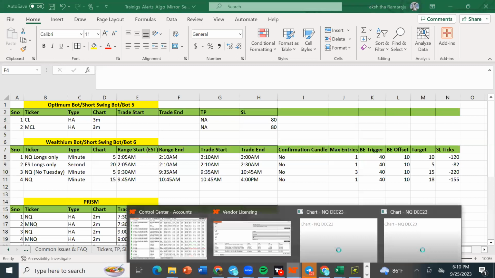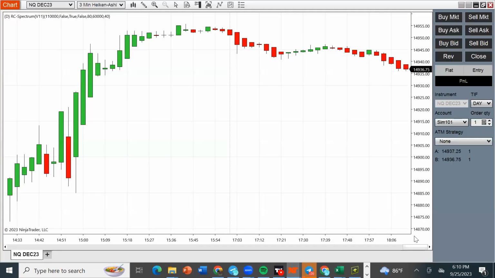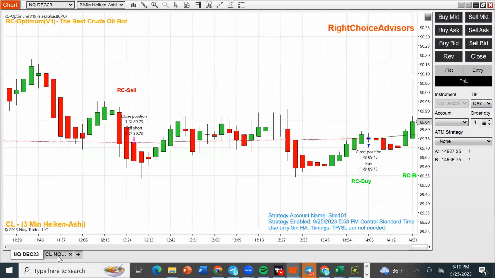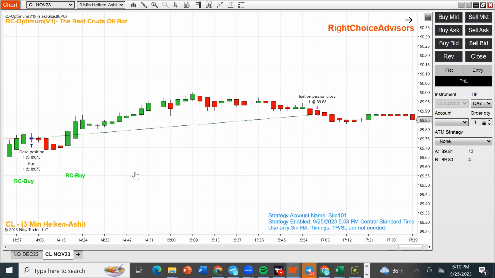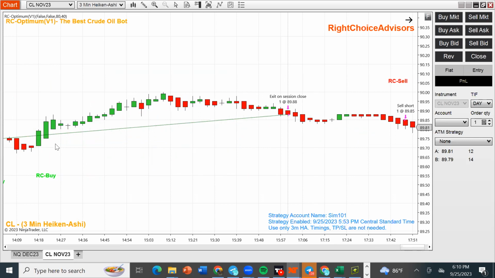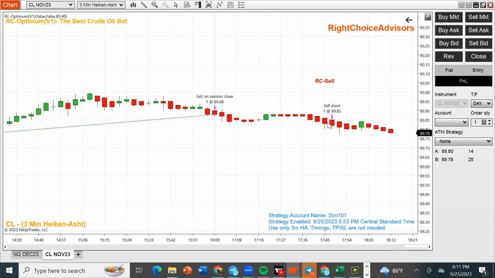Let me show you. For example, this is our Optimum. It took a buy somewhere around this time, RC buy, and then at the session close, it closed around 4 p.m. So you can see a green line. Green line means it is a profit, and then again it did a sell here, 89.85.